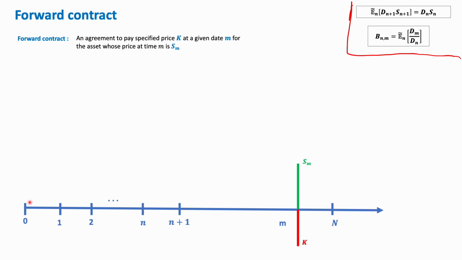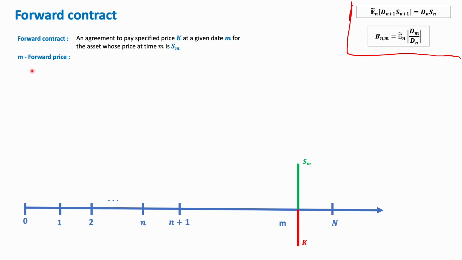If we're standing, let's say, at time 0, K is known. This is a constant, a fixed amount. But SM is stochastic. We don't know exactly. But we know for a fact that we're going to be paying K, and we're receiving whatever the asset price is at time M. That is the idea of a forward contract.